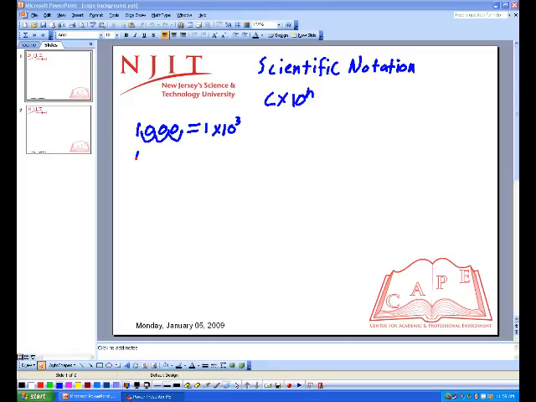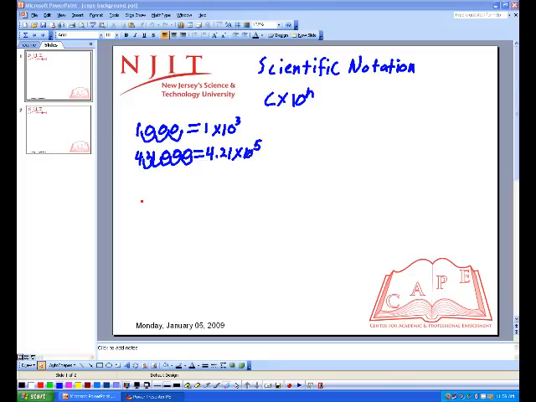So if we had the number 421,000, with the decimal point at the end, we move it 1, 2, 3, 4, 5 times to get to our base 4.21. So that's going to be 4.21 times 10 to the 5th.